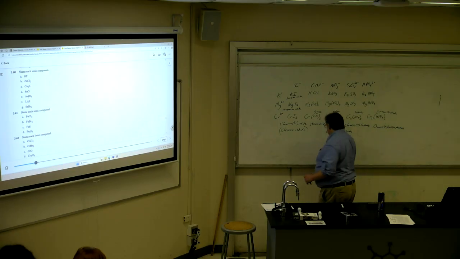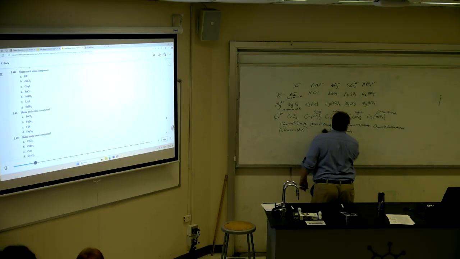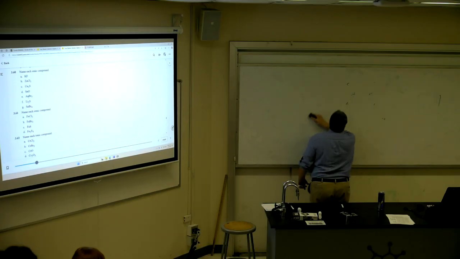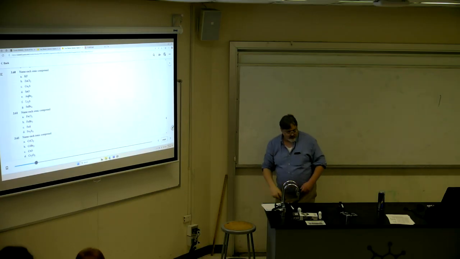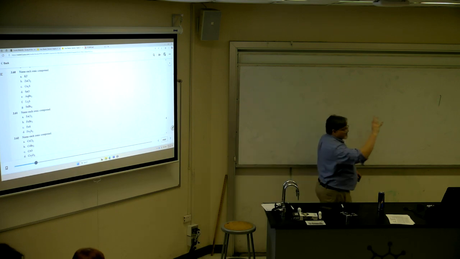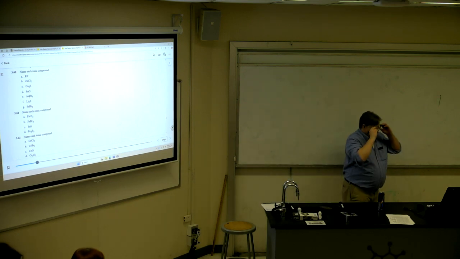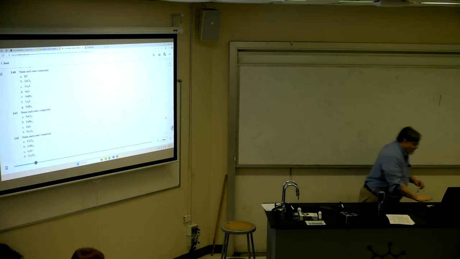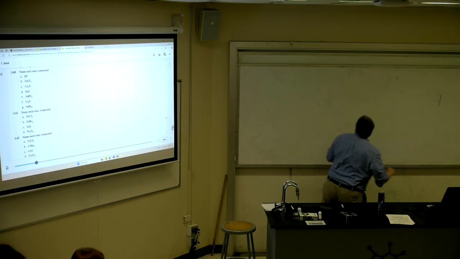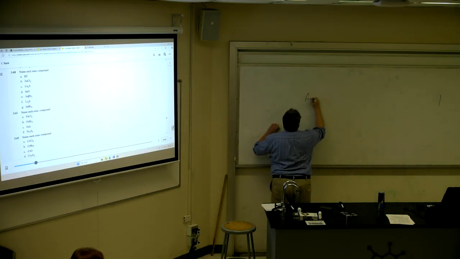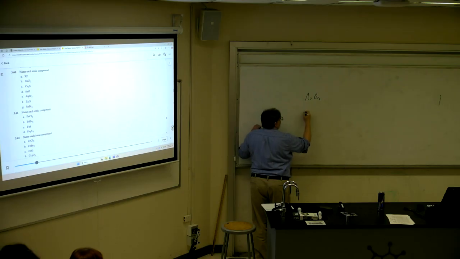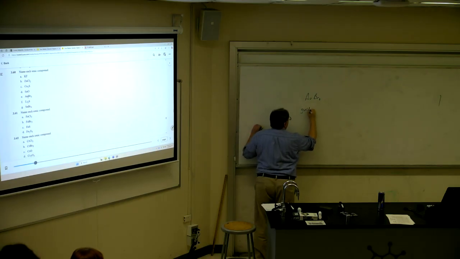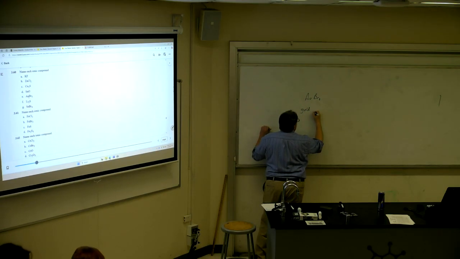What's the name of this one? K is potassium. Potassium what? Potassium fluoride. How about this one? Au is gold. And I told you that you have to be told the charge on the transition metals. Transition metals and the ones in the bottom right.